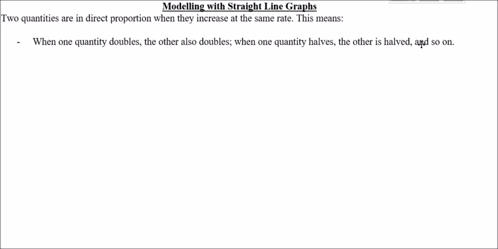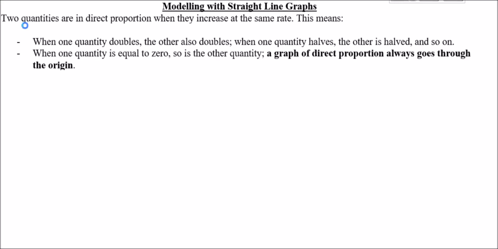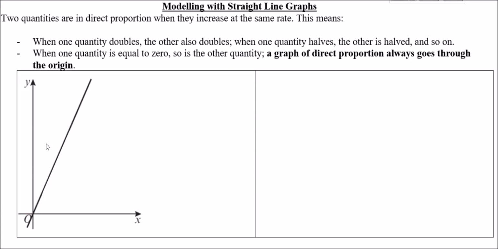But perhaps the most important point, if it's in direct proportion, then a graph of the two quantities is always going to go through the origin. A graph of direct proportion will absolutely always go through the origin. If it doesn't, the two variables can't be in direct proportion. So here's a graph just showing two variables. Let's just call them x and y, as standard. Just a few things to show.